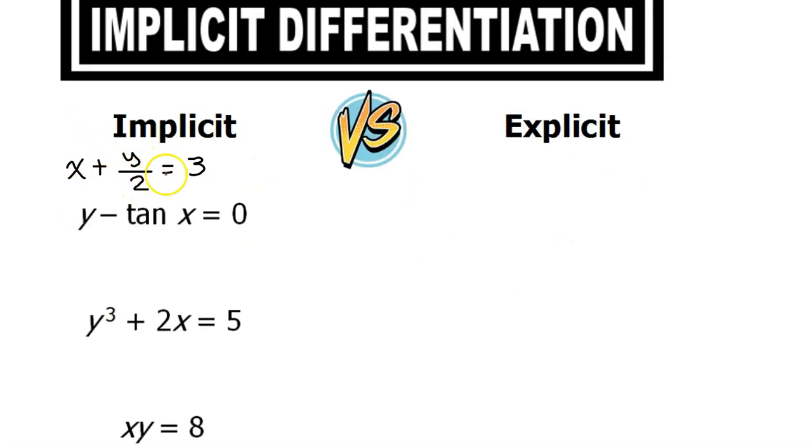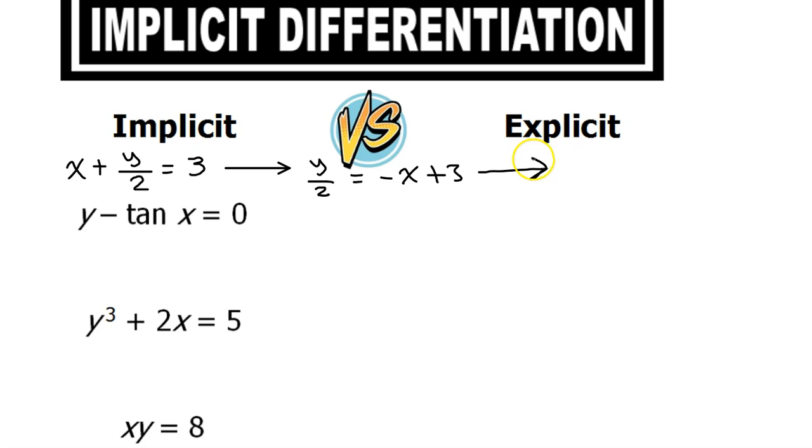This is the equation of a line. Right now it's written implicitly, which means that x and y are on one side of the equation together. In Algebra 1, you were taught to write the equation of a line explicitly by getting y by itself. For example, if we subtract x from both sides, we're going to have y over 2 is equal to negative x plus 3.